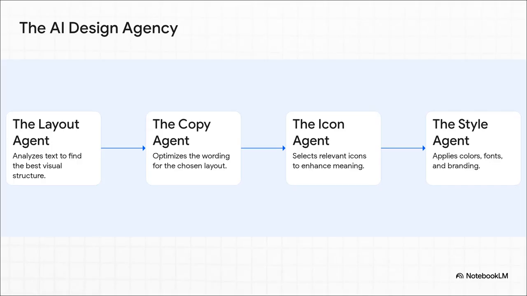First up, you've got the layout agent. It reads your text and figures out the best way to structure it. Is this a timeline, a flowchart? Then the copy agent jumps in and tightens up your wording to make it more clear and punchy. After that, an icon agent finds the perfect icons to match your ideas. And finally, the style agent adds all the visual polish, the colors, the fonts, the whole look and feel. It's this whole team of AIs working together, all in the background.